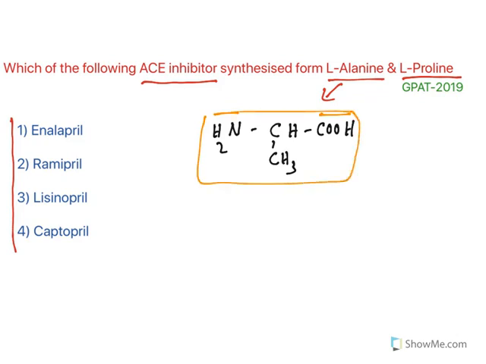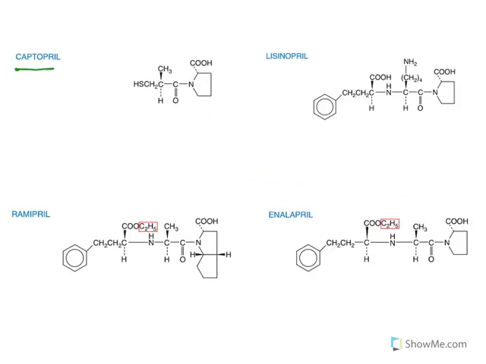Whereas proline is also an amino acid. The proline structure is this one. It has a ring with a carboxylic acid. So you need to find a drug which contains both of them, alanine as well as proline. Let us see the drugs. See, the structure of captopril is this, lisinopril is this one, ramipril is this one, enalapril is this one.